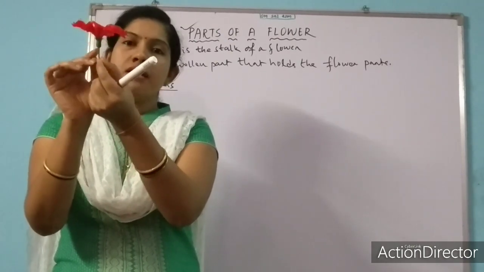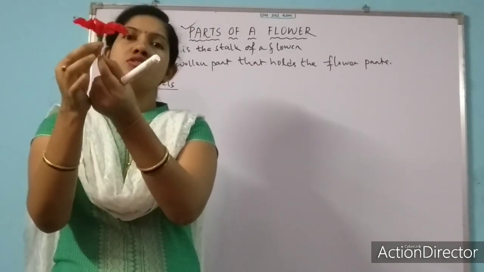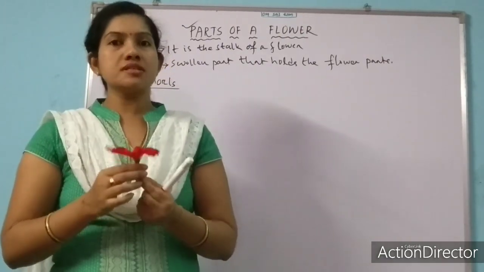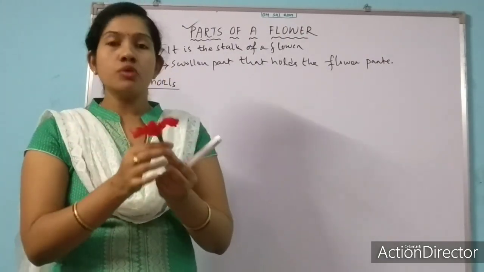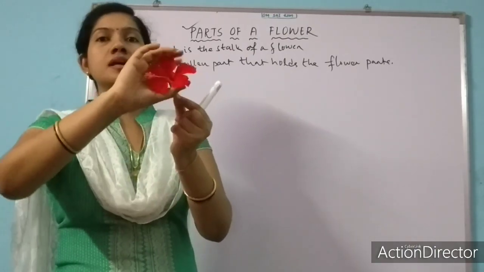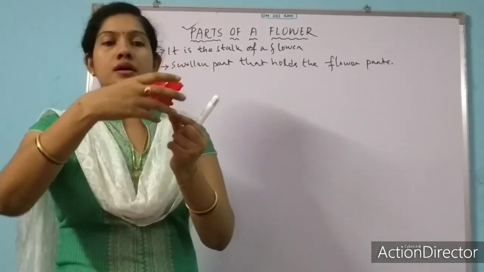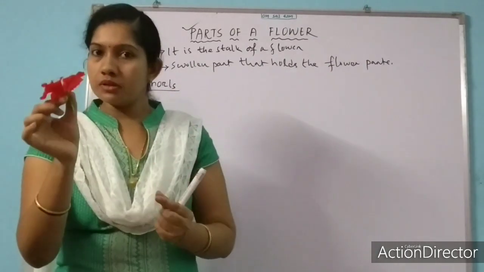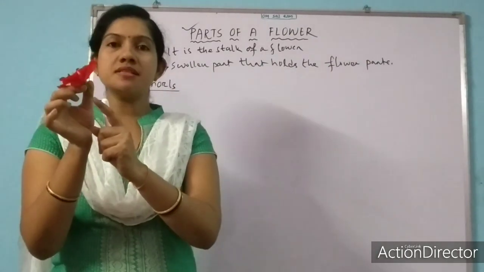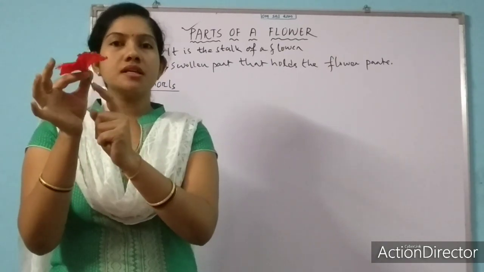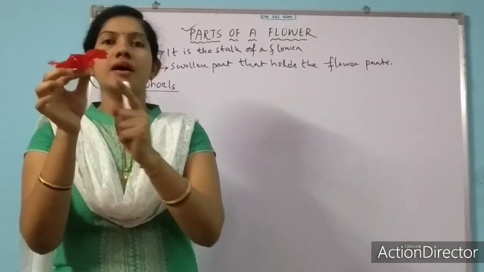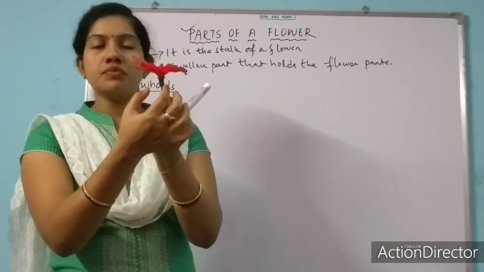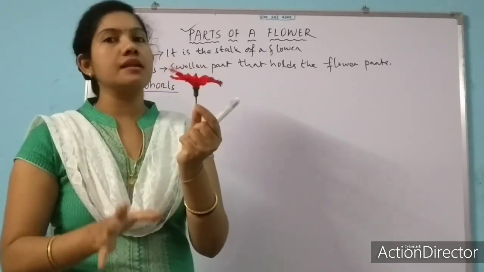Just at the ending of the pedicel, you can see a swollen base. That swollen base is called the thalamus. So these are the two important parts of a flower which help to hold the other accessory or essential parts of the flower. The two terms again I am repeating: the pedicel and the thalamus. The pedicel is the stalk that makes the flower get attached to the stem, and just at the ending of the pedicel we get the swollen part, that is the thalamus.